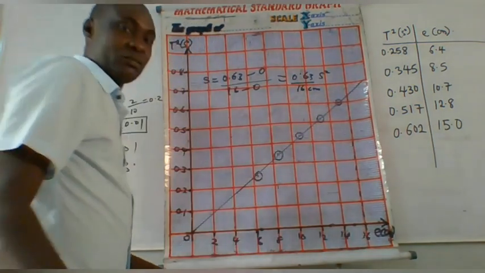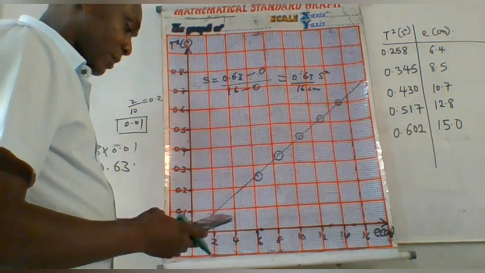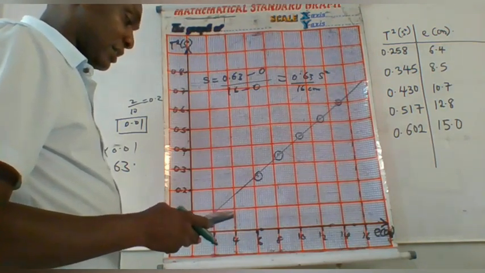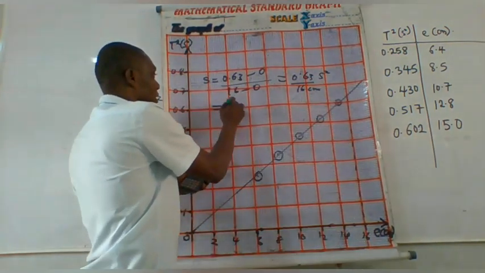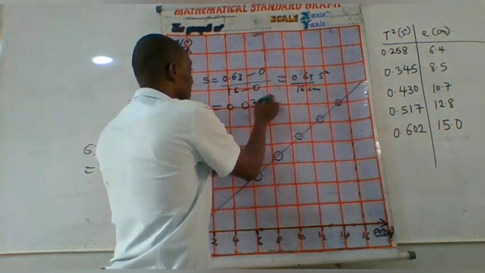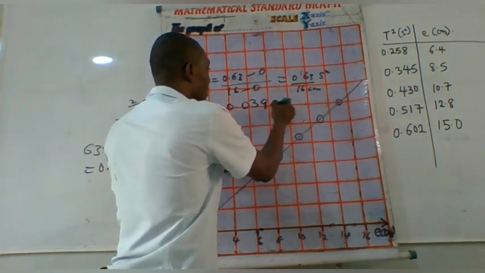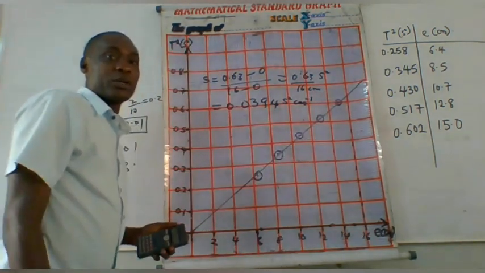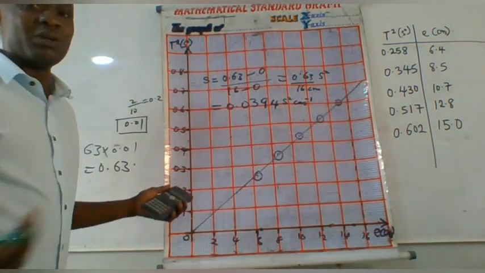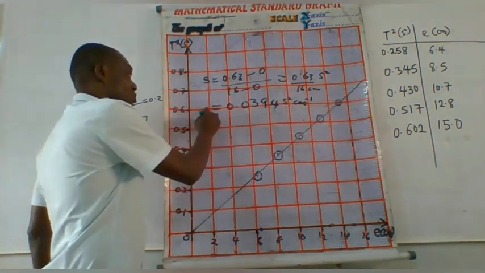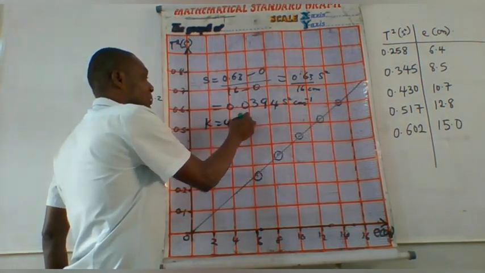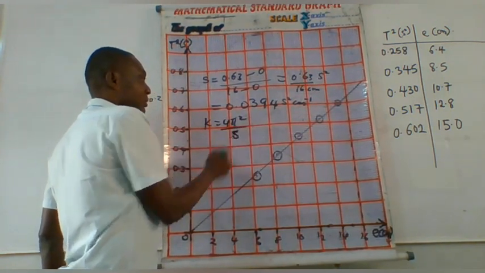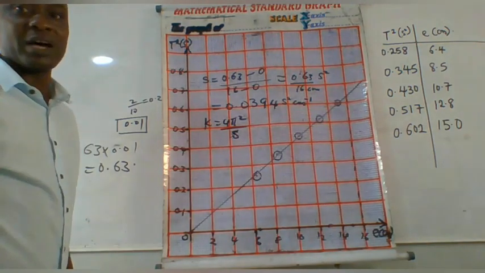So I'll just divide that. So now it will give me 0.63 divided by 16. That is equal to 0.039, let's say 0.04 seconds square per centimeter. Okay? Now you may be asked to evaluate anything. Maybe you may be asked to evaluate k is equal to 4 pi squared all over slope or thereabouts. Okay, you may be asked to do that.